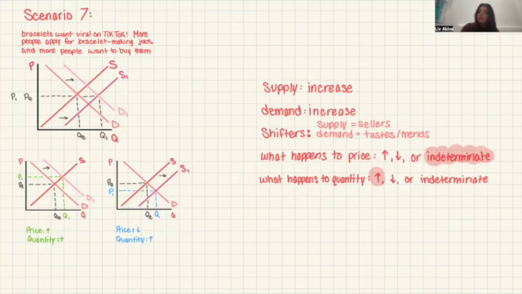And finally, for the shifters of these graphs, the supply shifter will be sellers because there are more producers making these bracelets. And for the demand shifter, it's going to be tastes and trends because TikTok is influencing more people to buy bracelets.